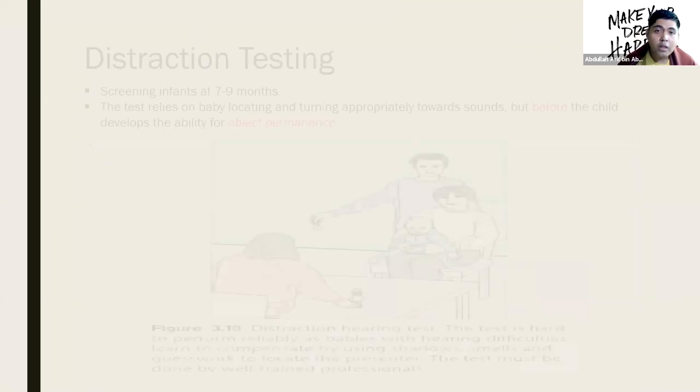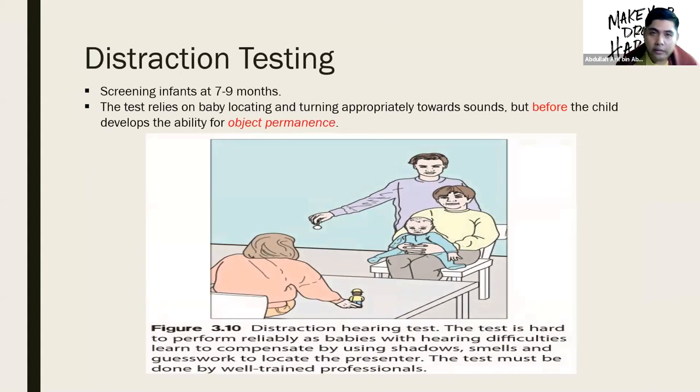Okay, next. We go to infants and children. First, we can do the distraction test. This distraction test is a screening; we can screen infants at 7 to 9 months. The test relies on the baby locating and turning appropriately towards sound. But we need to remember this must be done before the child develops the ability for object permanence.